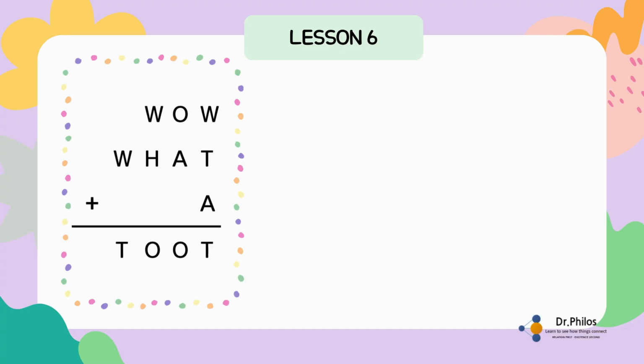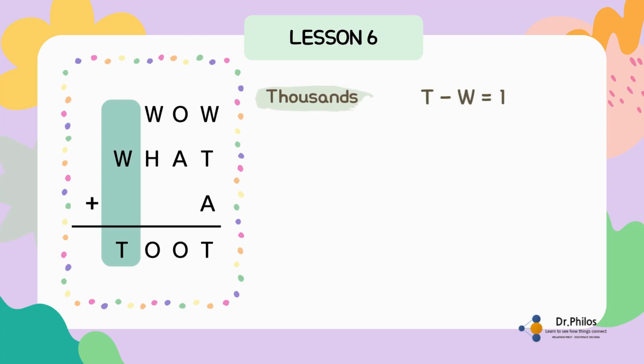Let's try our best to share what we found in each place, using math language. I'll start with the thousands place. It's t minus w equals 1. There is only one part in the thousands place, but the whole is different. This means there is a carryover from the hundreds place. Since we are adding two numbers together, the carryover has to be 1.